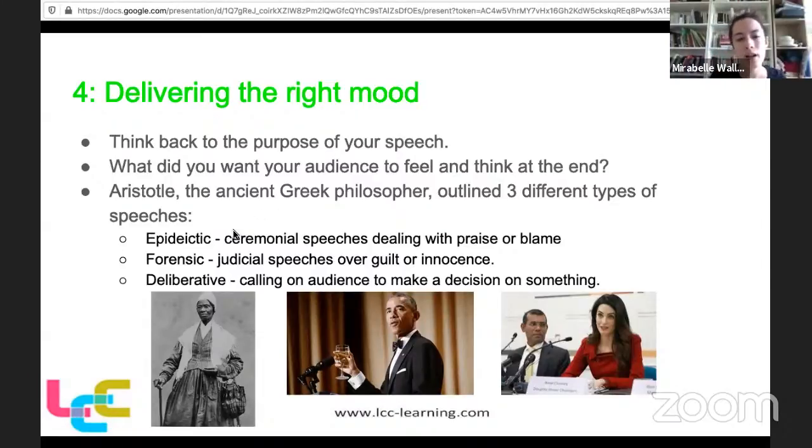But these are just Aristotle's ideas. I'm sure you could think of more purposes for giving speeches than just these three. This is just one ancient Greek philosopher's opinion. I wonder if you could think of any more purposes. Okay.